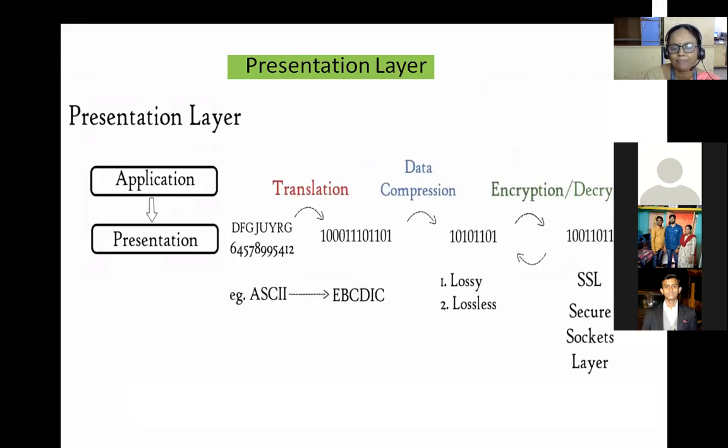Okay, when you go to the presentation layer, we told you that the presentation layer will take care of translation, data compression, encryption and decryption. Okay, so whatever it may be, those ASCII codes, we all know what the full form of ASCII is, right?